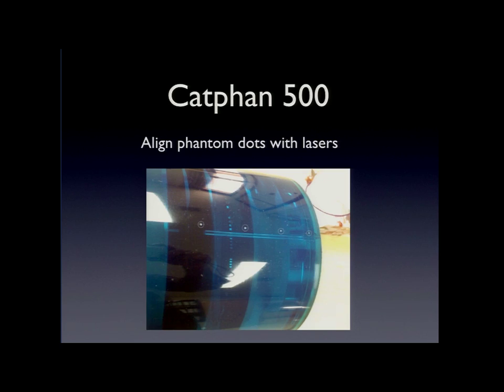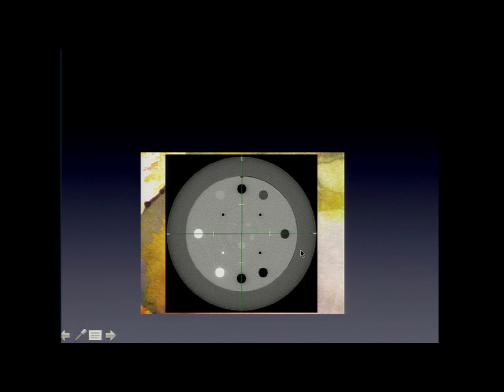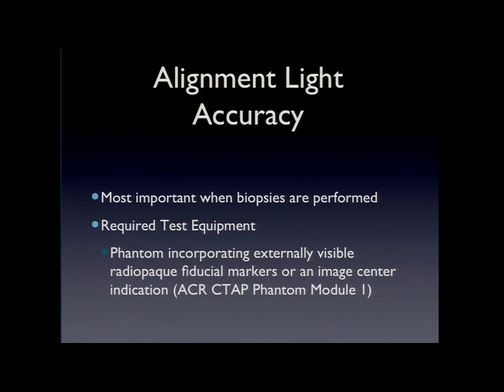You can also do this with the Catphan. It also has fiducial markers on it. Align the phantom dots with the lasers. Take the scanogram, and again, here's the scanogram, and you can do the measurements the same way. That's just showing that you've nailed it. You've got the fiducial markers, and therefore you can make your measurements to make sure that your prescription is accurate.